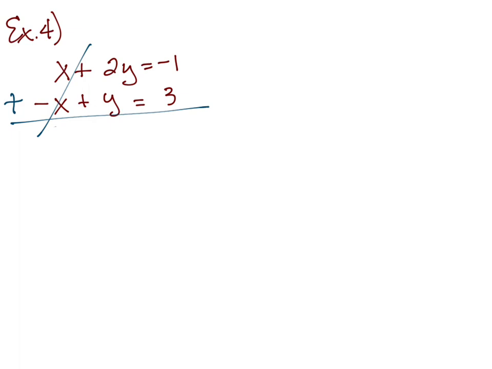You see why they cancel? Because they're the same coefficient but opposite signs. What if I add 2y plus 1y? 3y. And 3y is equal to negative 1 plus 3, which is 2. Solve for y. Y is 2/3.